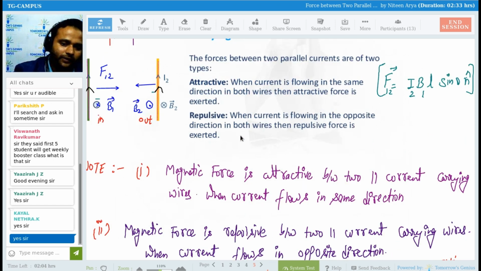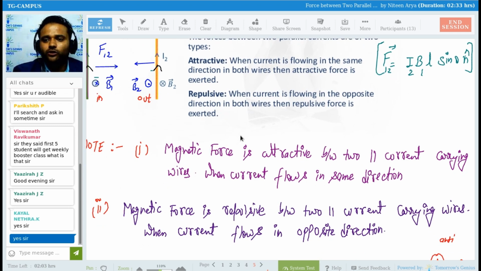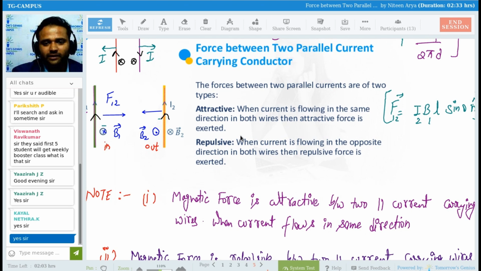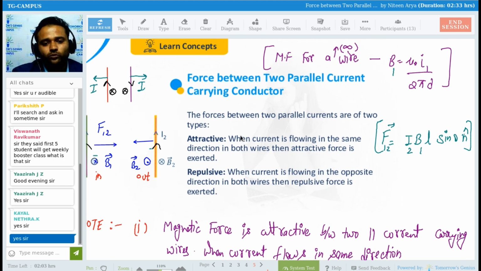And that is what I have written over here, first of all. Okay. So whenever this particular theoretical question comes in front of you, about the type of force, attractive or repulsive, between two parallel current carrying conductors or wires, you need to understand this, and that is clearly mentioned here. Attractive, when current is flowing in the same direction in both the wires, an attractive force is exerted. Repulsive, when the current is flowing in the opposite direction in both the wires, a repulsive force is exerted. Why it is going to be so, I clearly mentioned to you.